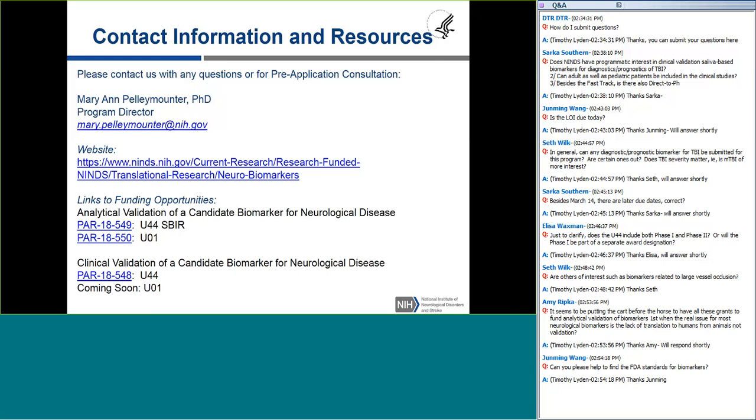Then another question has just come up for the epilepsy biomarker. Would this still be PAR 18549 analytical validation? So only if it was to validate your measure, in an analytical fashion. If you're trying to do clinical validation of any sort, it would not be that funding opportunity.